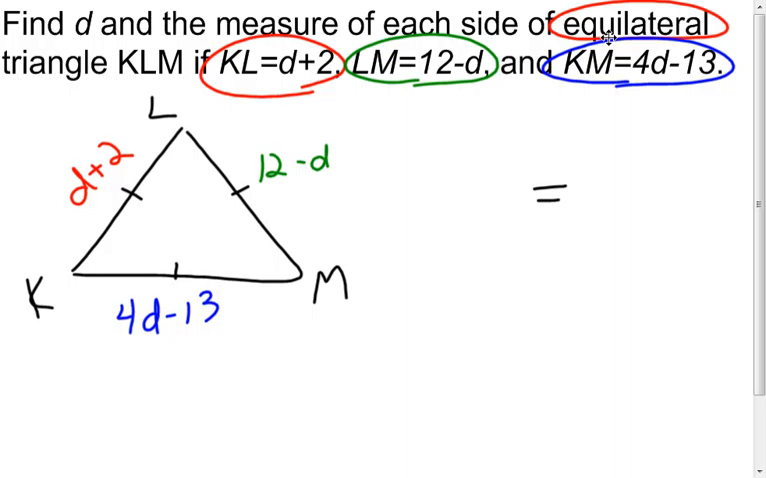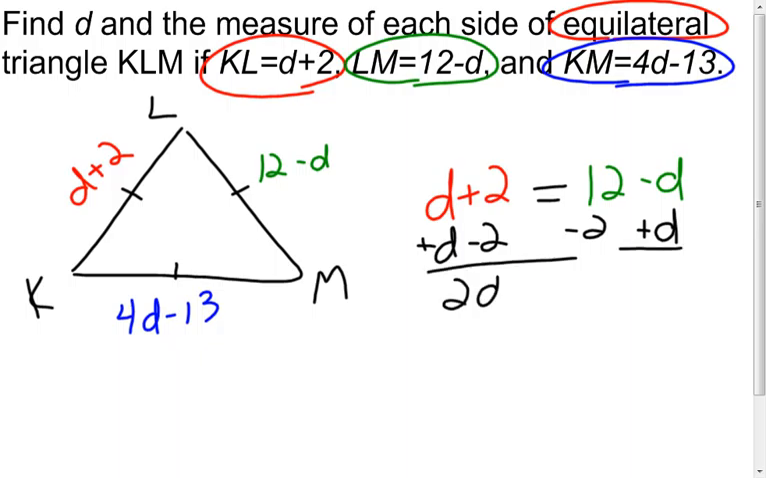And then I'm going to put in D plus 2. That's one of the sides. And then my 12 minus D on the other one. Now I just have to solve my equation, and I should have it. What I will do is I'm going to add D to both sides. I'm going to get rid of the 2.